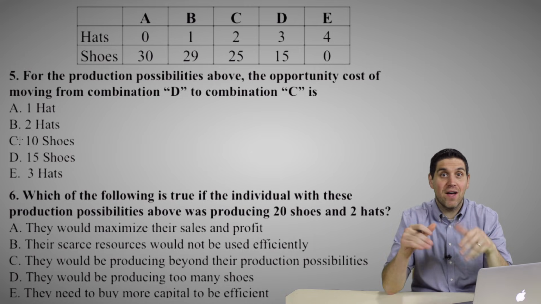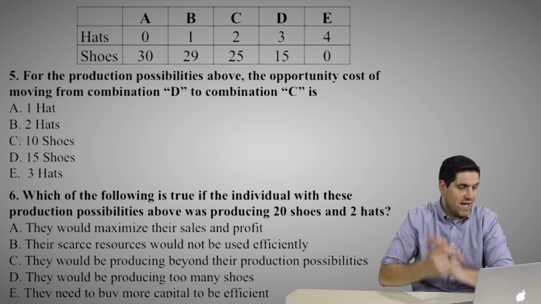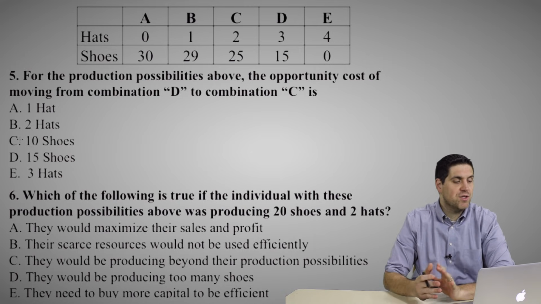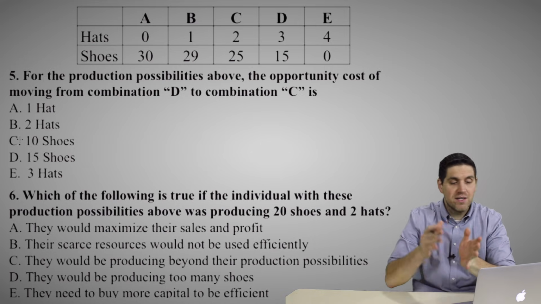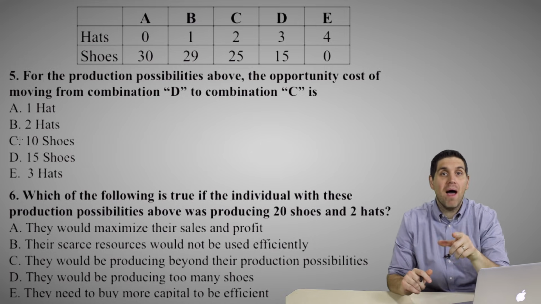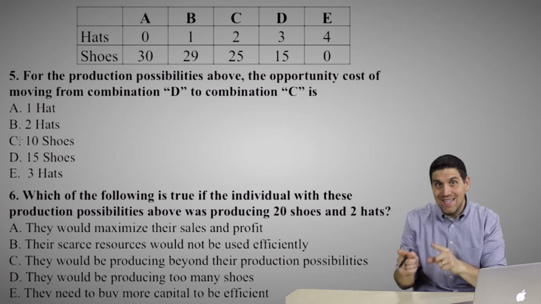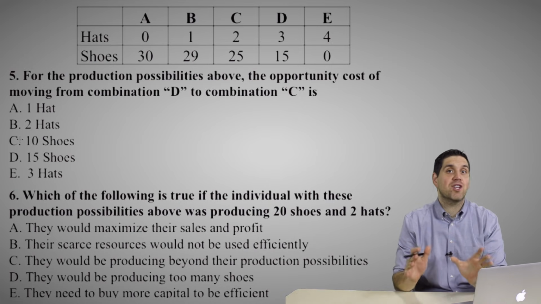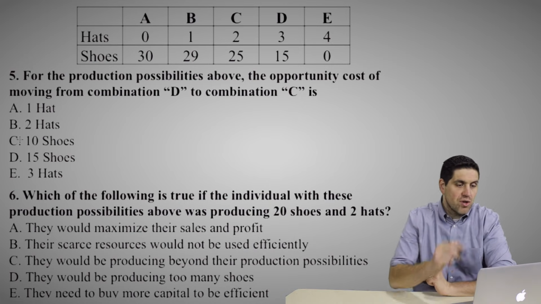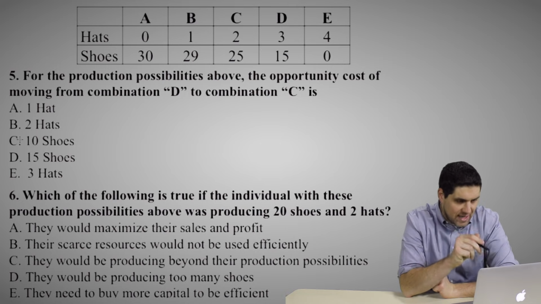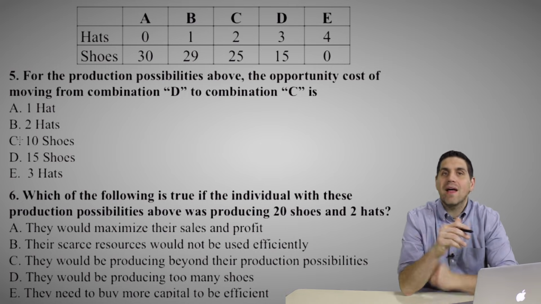Okay, now we're going to get into the good stuff, charts and graphs. For this one, it says, for the production possibilities above, the opportunity cost of moving from combination D to combination C is. Now keep in mind, it depends on the direction we go, right? So it's not the same. So from D to C, we are gaining shoes. So that's not the opportunity cost.